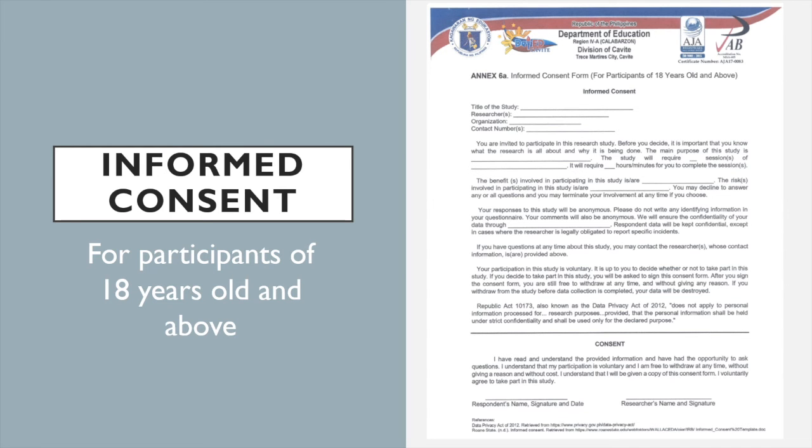The first one is informed consent. Informed consent is intended for participants 18 years old and above. Usually, these are the teaching and non-teaching staff, parents, or stakeholders that are part of your study. So this is the example of informed consent provided by the division.